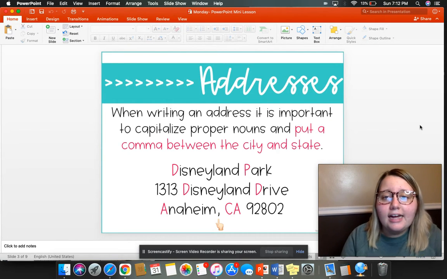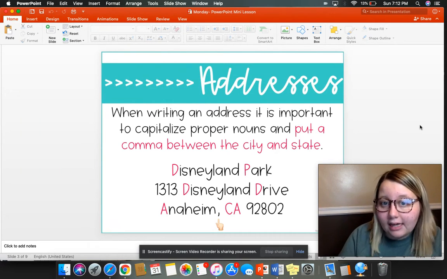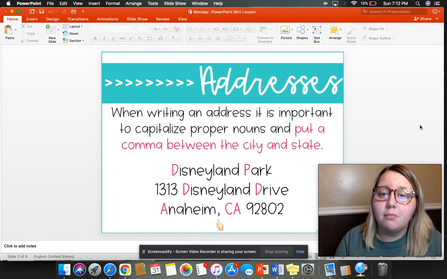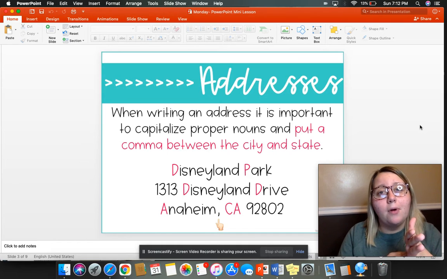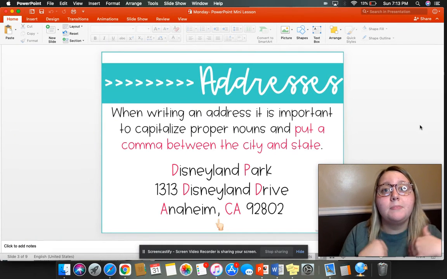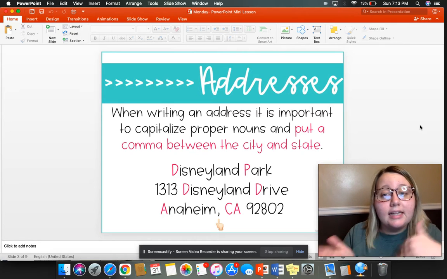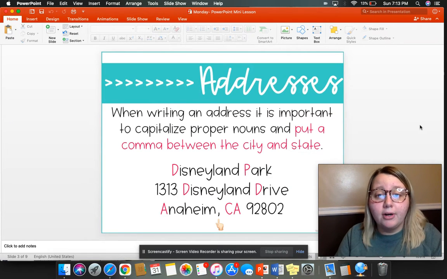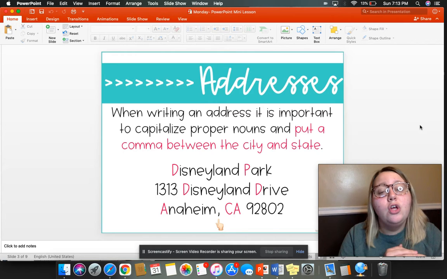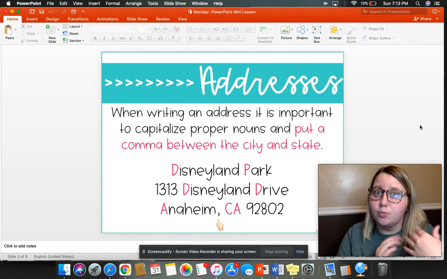So when writing an address, it is important to capitalize the proper nouns and put a comma between the city and state. So remember, we learned about proper nouns not too long ago. Proper nouns are nouns that are specific, right? So Disneyland Park, it's a specific name of an amusement park. We would capitalize that. We would capitalize the road. The road is a proper noun, Disneyland Drive. We would capitalize the city and the state, okay, because those are proper nouns, right?